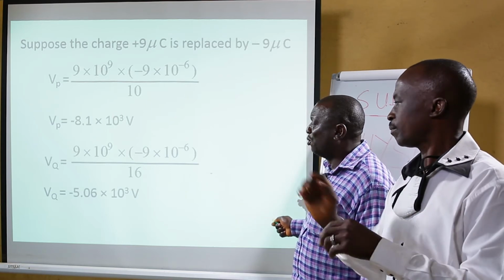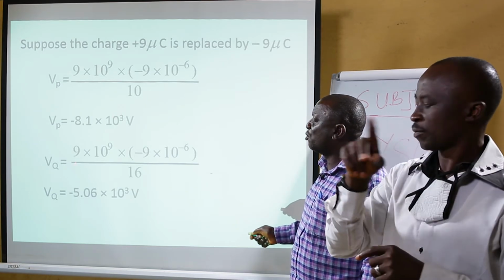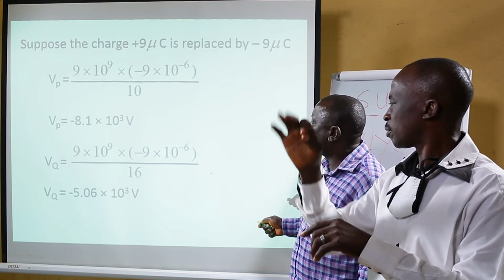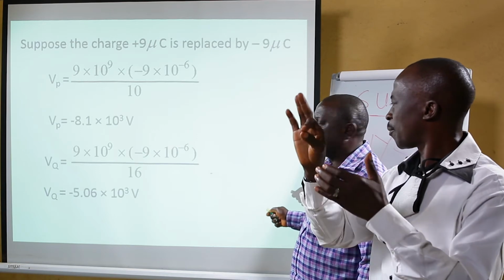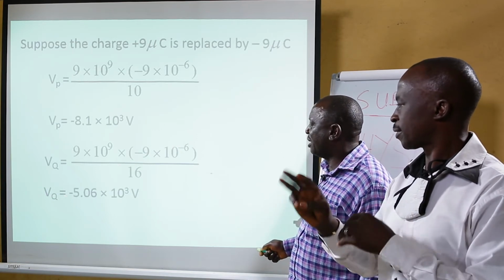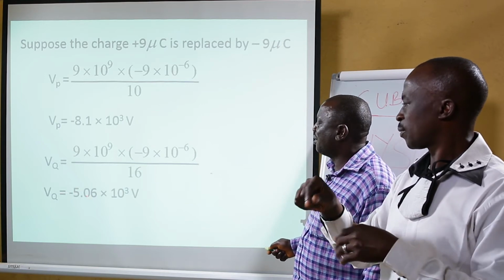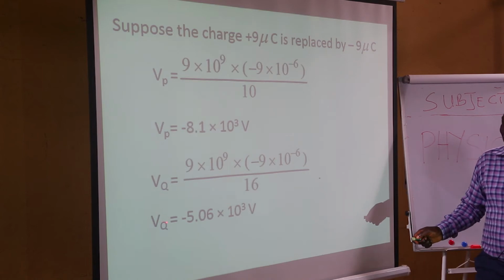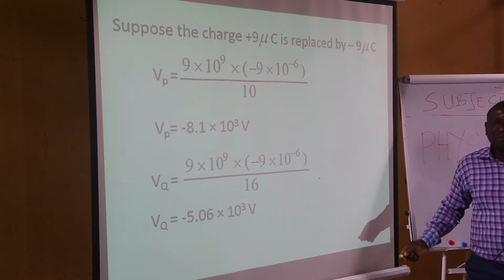Then at point Q, Vq will be equals to 9 times 10 to power 9 times bracket minus 9 times 10 raised to power minus 6 all over 16. And we will have Vq equals minus 5.06 times 10 to power 3 volts. That is the potential at point Q.